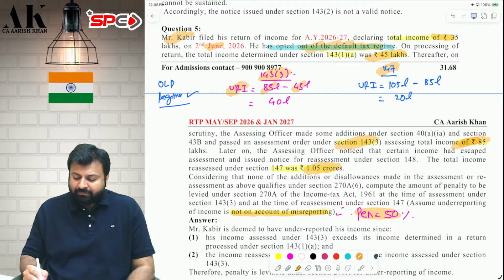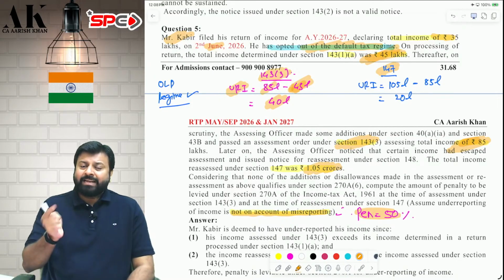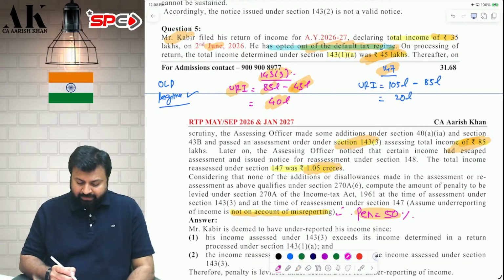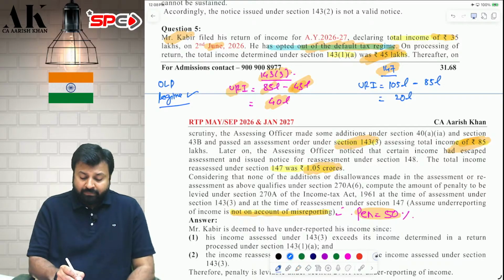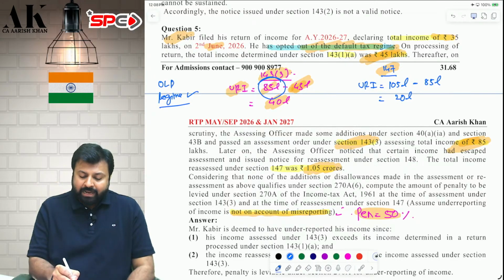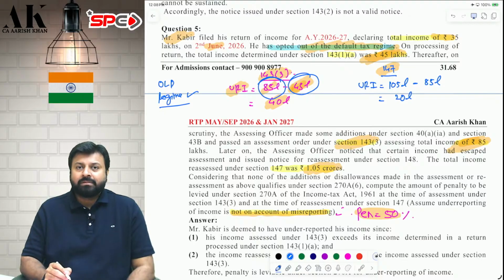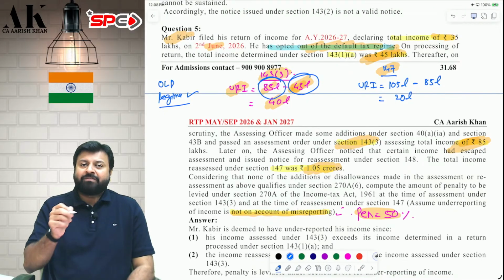What is income assessed in 143(3)? 85 lakhs. What is income processed? 45 lakhs. This 40 lakhs is underreported income. Now, will I compute tax directly on 40 lakhs? No, no. Never compute tax directly on 40 lakhs. First compute tax on 85 lakhs. When you compute tax on 85 lakhs, you have to apply surcharge of 10%. And then compute tax on 45 lakhs. When you compute tax on 45 lakhs, no surcharge. And then cess, and then you will apply 50% penalty.